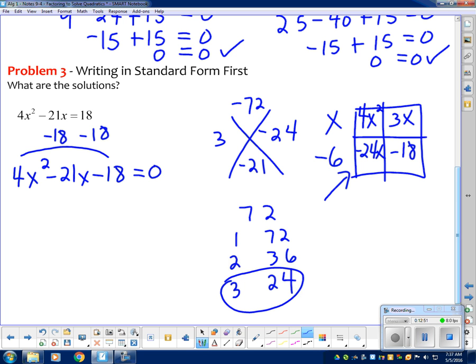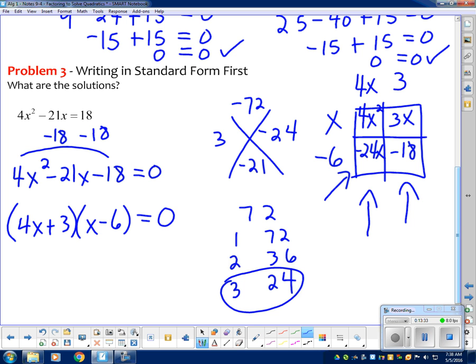Now, going this way in the column, we're going to go looking in this column here. What's the greatest common factor between 4x squared and negative 24x? That would be a 4x. Just check here, x times 4x is 4x squared. Negative 6 times 4x is negative 24x. So I can check by multiplication. The greatest common factor in this column right here between the 3x and negative 18 is positive 3. And then I can check 3 times x is 3x. 3 times negative 6 is negative 18. So my factors are 4x plus 3 and x minus 6. Set those equal to 0.